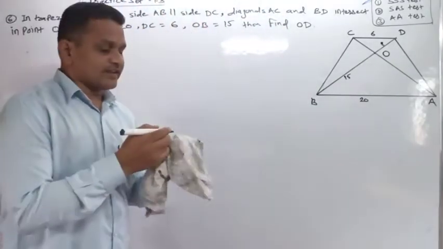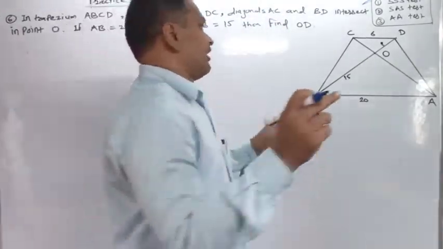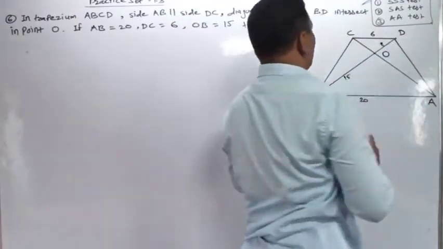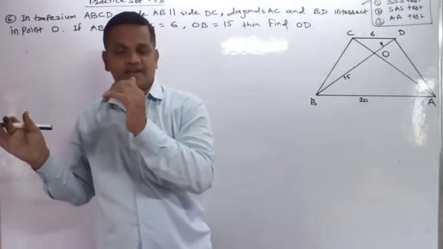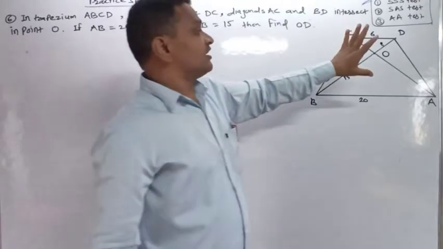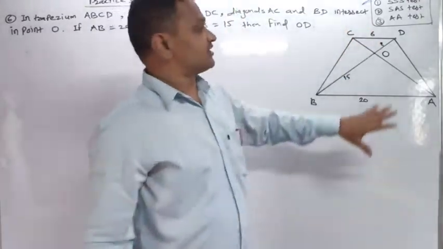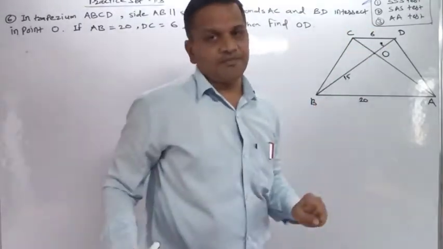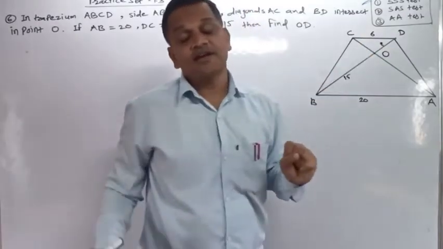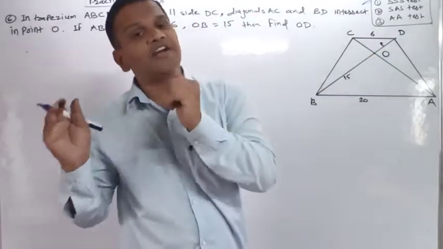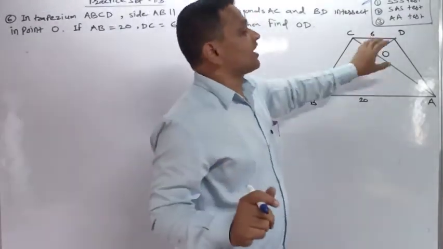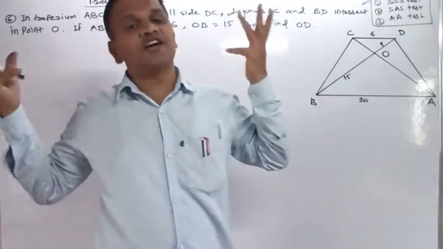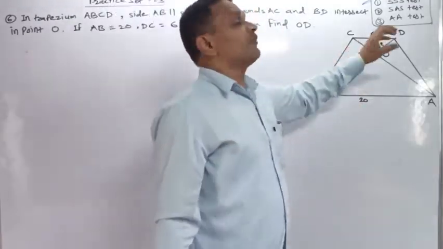Now we can prove that these two triangles are similar. Triangle COD and triangle AOB are similar. In the last example we had similar triangles like these in the trapezium. We can prove these two triangles similar by the double A test. If two triangles are similar, then their corresponding sides are in proportion. By taking the corresponding sides in proportion, we can find the value of OD.